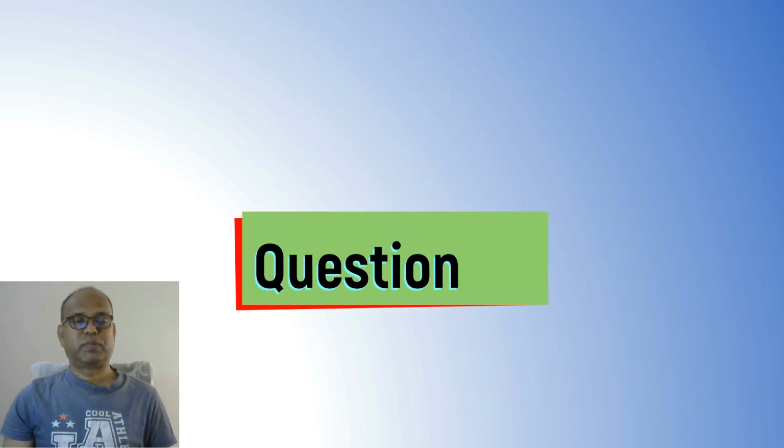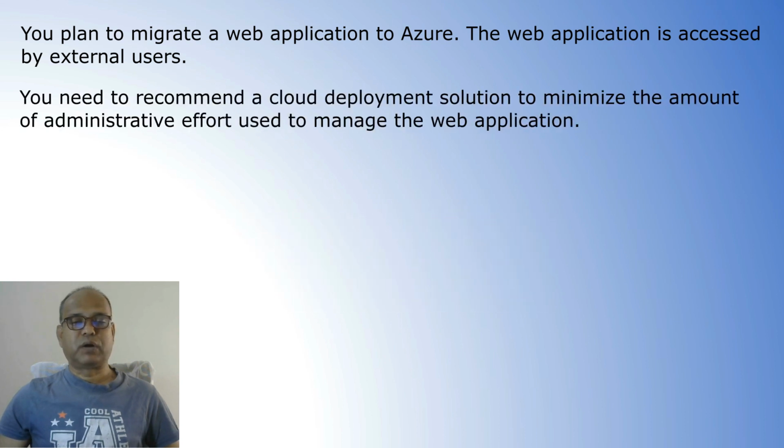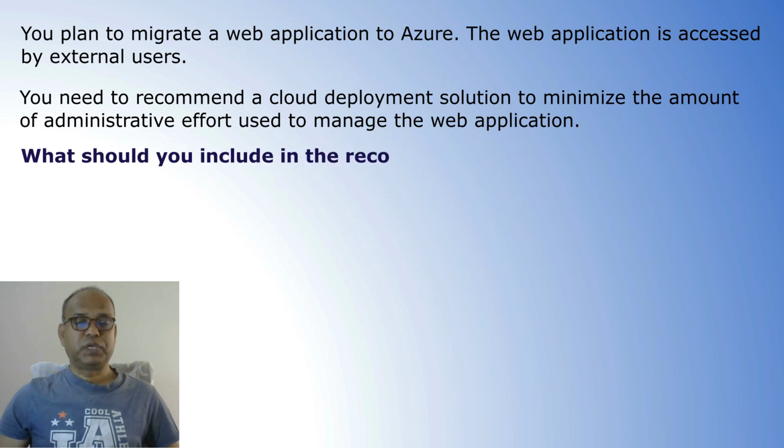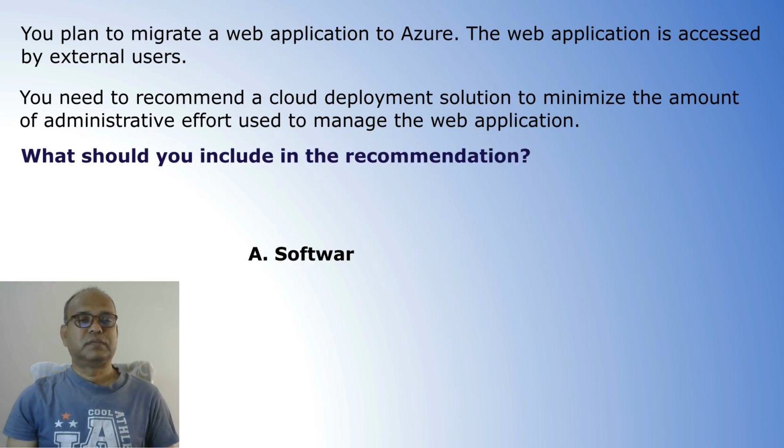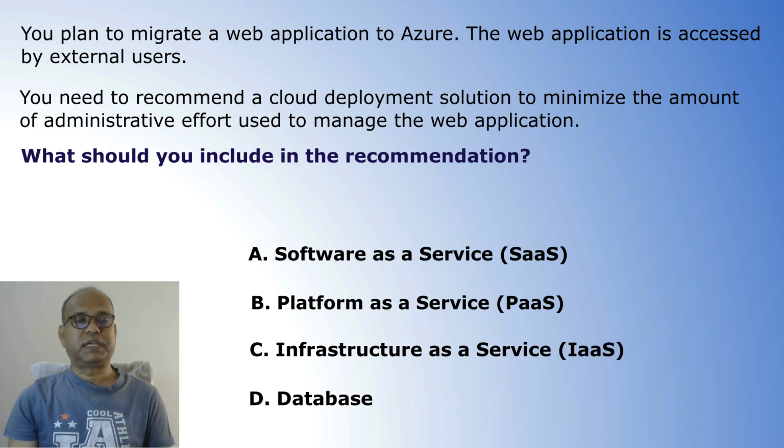Next question, number 50. You plan to migrate a web application to Azure. The web application is accessed by external users. You need to recommend a cloud deployment solution to minimize the amount of administrative effort used to manage the web application. What should you include in the recommendation? Option A, Software as a Service SaaS. B, Platform as a Service PaaS. C, Infrastructure as a Service IaaS. D, Database as a Service DaaS.